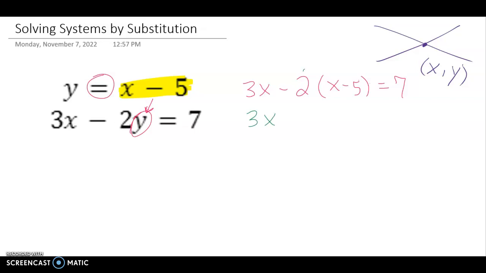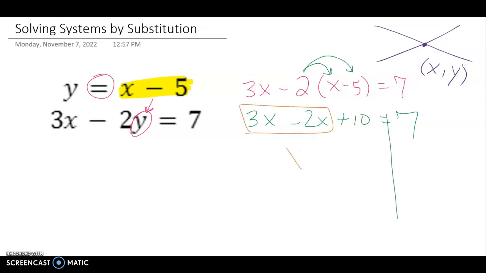The 3x will remain the same. Negative 2 times x is negative 2x. Negative 2 times negative 5 is positive 10. Next, we combine our like terms. 3x minus 2x is 1x. And lastly, to get rid of the plus 10 to get x alone, we are subtracting 10. So x equals, and 7 minus 10 is negative 3. So that's wonderful. We have half of our answer already.